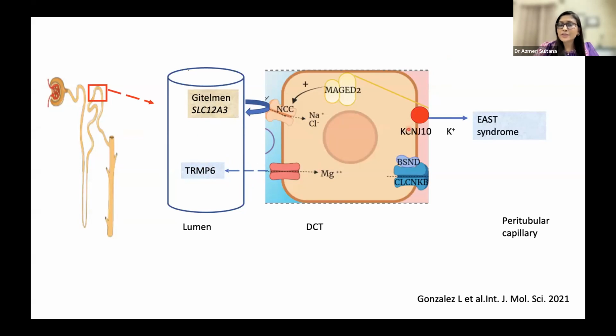And then there is another protein in the basolateral membrane, that is Kir4.1, and it is responsible for potassium reabsorption, and mutation of this KCNJ10 gene gives rise to EAST syndrome.